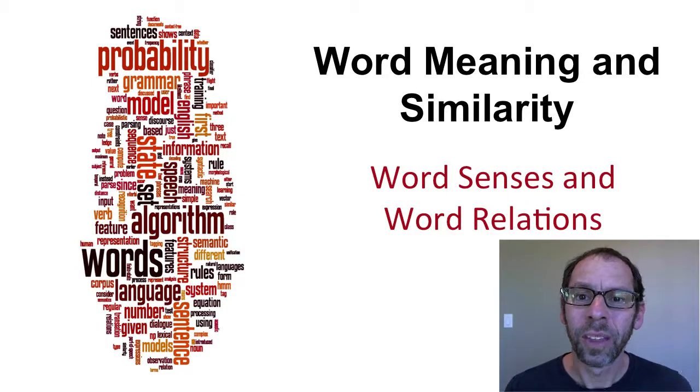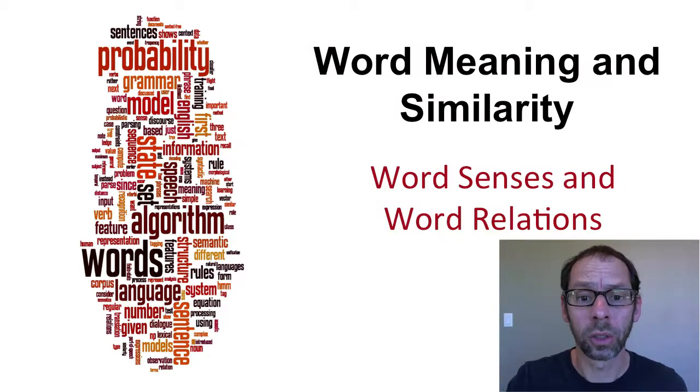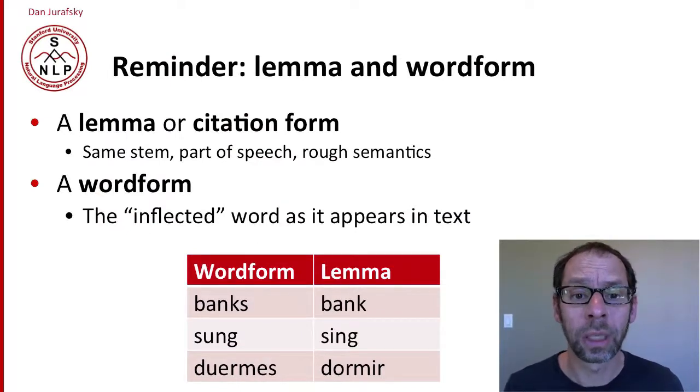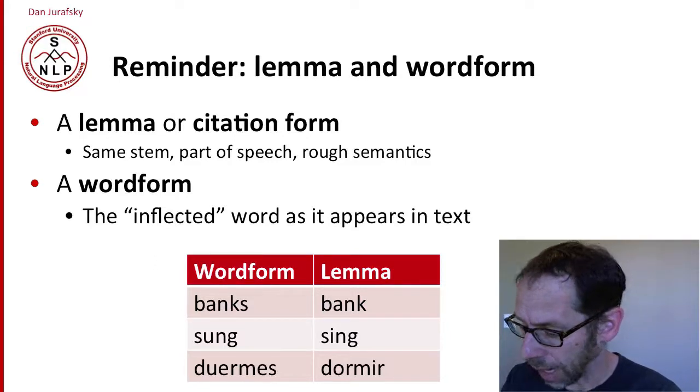Welcome back. In this lecture, we begin to talk about word meaning and how to decide if two words have the same meaning. Let's look at some fundamentals. You may remember from an earlier lecture, we talked about the difference between lemmas and word forms. A lemma is a citation form that has the same stem, the same part of speech, some rough semantics, where a word form is the inflected word as it appears in text.